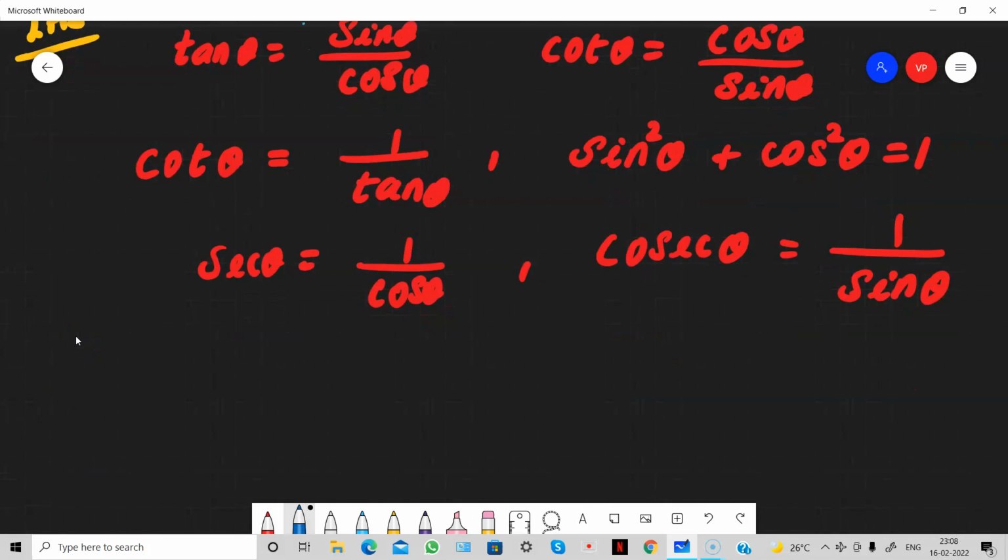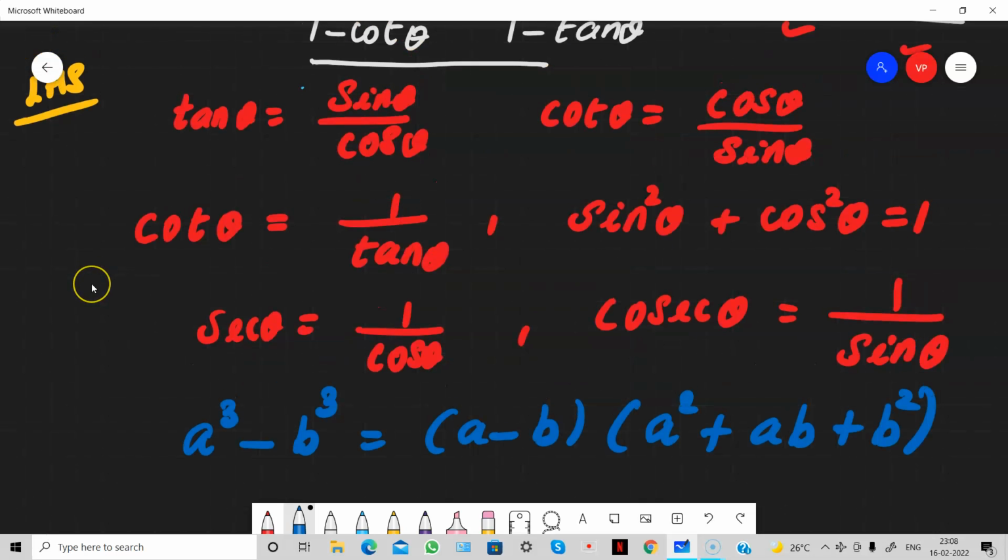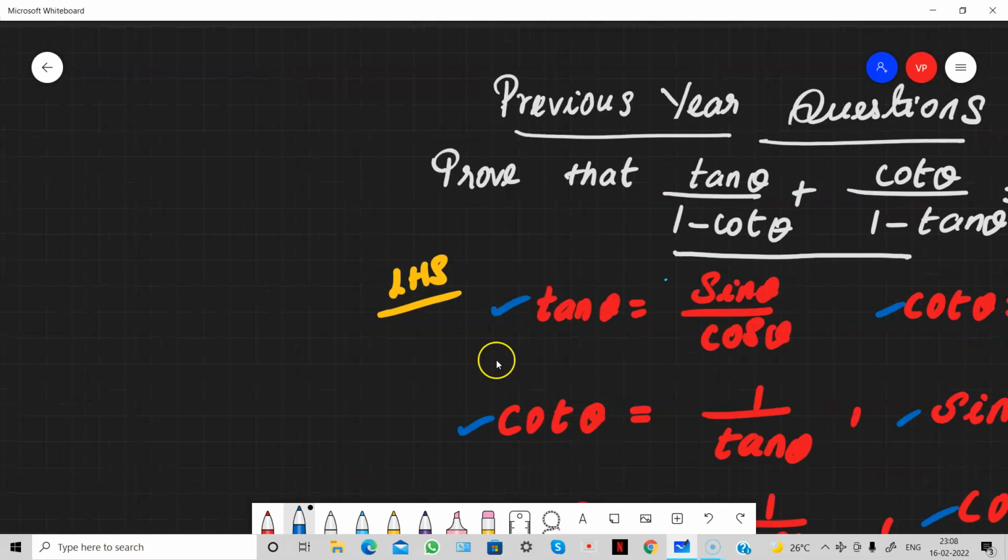What is that identity? a cube minus b cube is equal to a minus b times a square plus ab plus b square. This is a very important identity, and we are going to use it in this problem. Tan, cot, secant and cosecant, sine square plus cos square equal to 1, this one and this identity, all of them we are going to use in this problem.